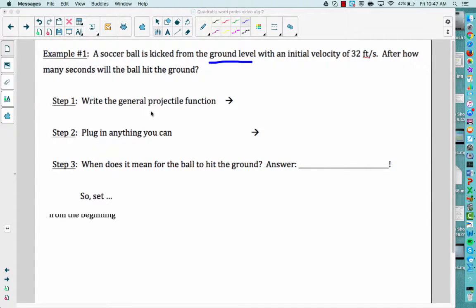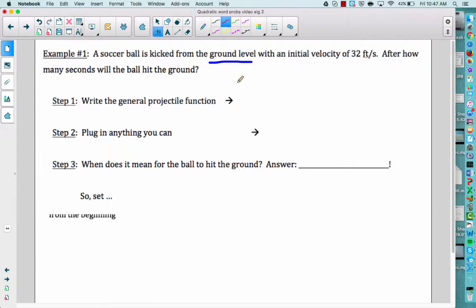All right, so first we have to write the general projectile function because that's what it's called. It's called a projectile function. So the general function is, and I want you writing it so you practice it, h at t equals negative 16t squared plus v sub 0 t plus h sub 0.